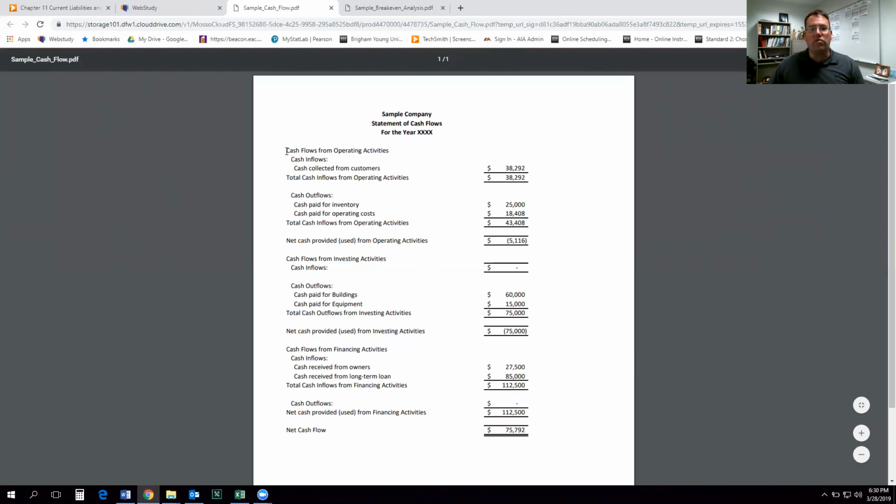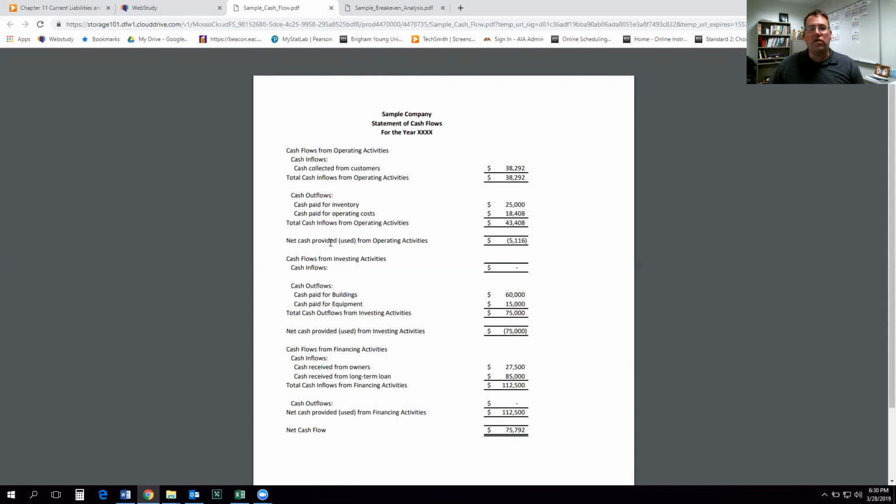So a cash flow statement is always broken into three sections. The first is your cash flows from operating activities. The second is your cash flows from investing activities. And your third is your cash flows from financing activities. For each of those sections, it's broken into cash inflows, cash that's flowing into the business, and cash outflows, cash that's flowing out of the business. In each section, you're just detailing money collected from customers, that's an inflow from operating. Money paid for inventory, that's an outflow for operating.